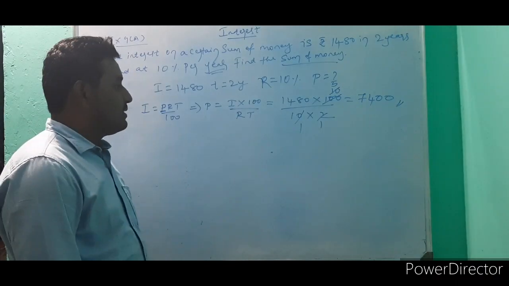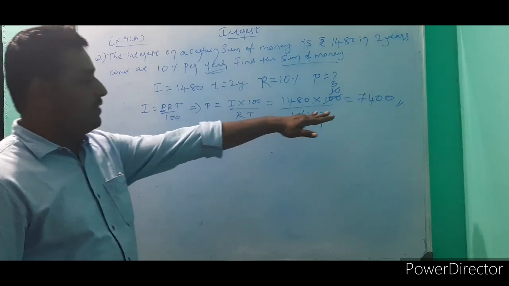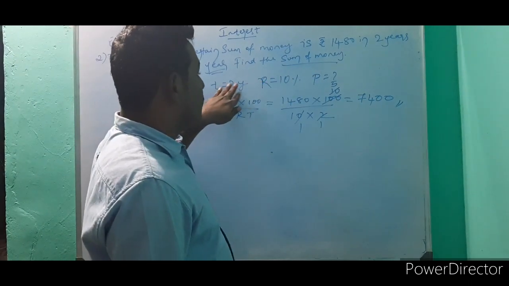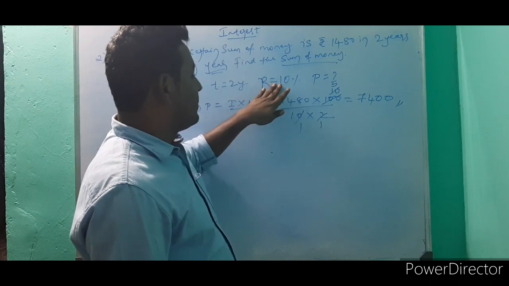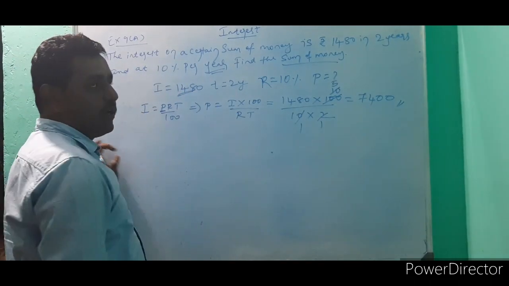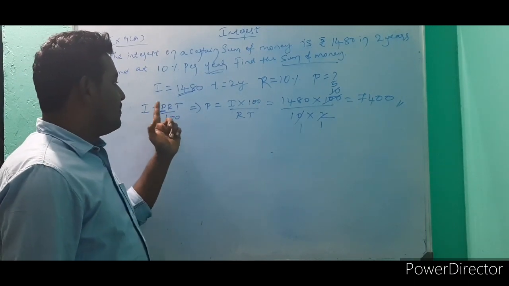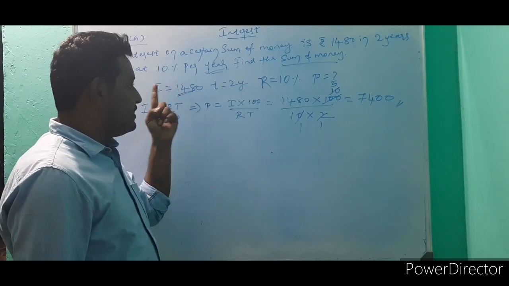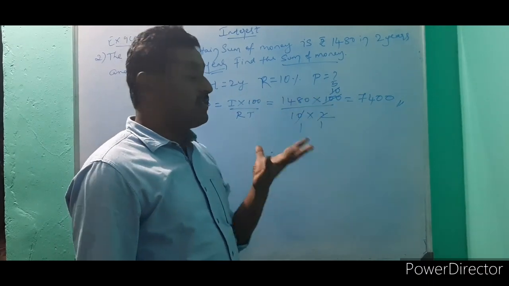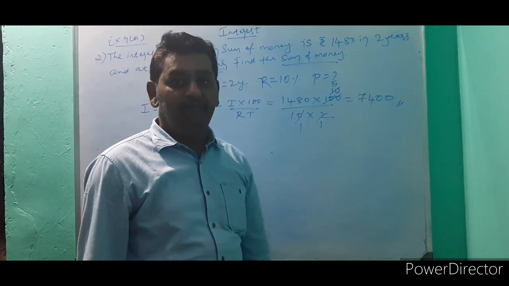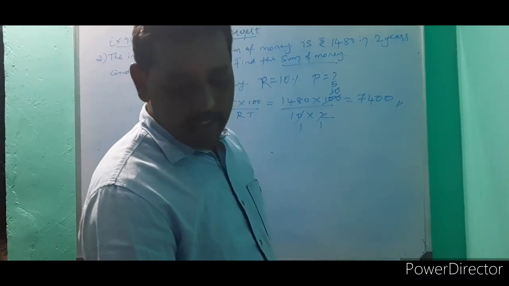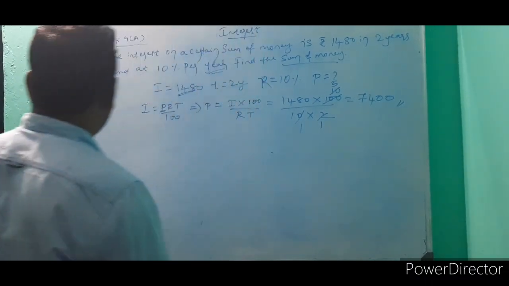7400 is the sum. So if the sum is 7400, for 2 years, if they pay a rate of interest of 10%, how much is the interest? 1480. So 1480 is the interest for 2 years at a rate of interest of 10%. What is the sum? 7400. Like this you have solved the problems. And next I will take one more problem.